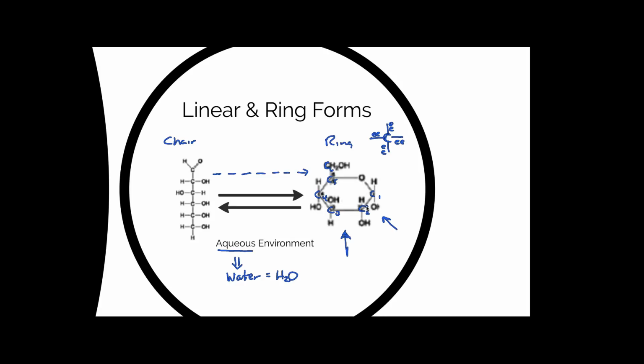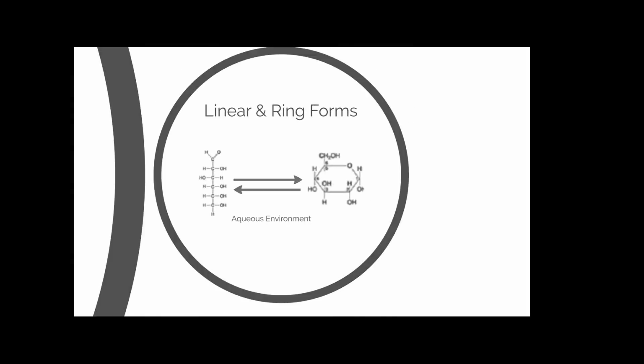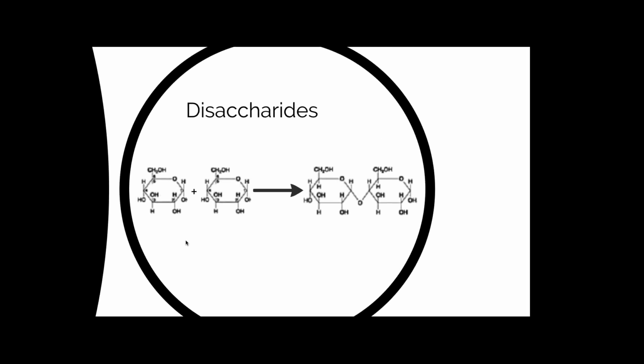All right, so now that we understand the basics, that both the chain and the ring form of these sugars exist, and they tend to form the ring structures in cells, let's start linking sugars together and building new sugars. Okay? So, let's build a disaccharide. Okay? So again, a di meaning two sugars. Okay, a monosaccharide plus a monosaccharide yields a disaccharide.